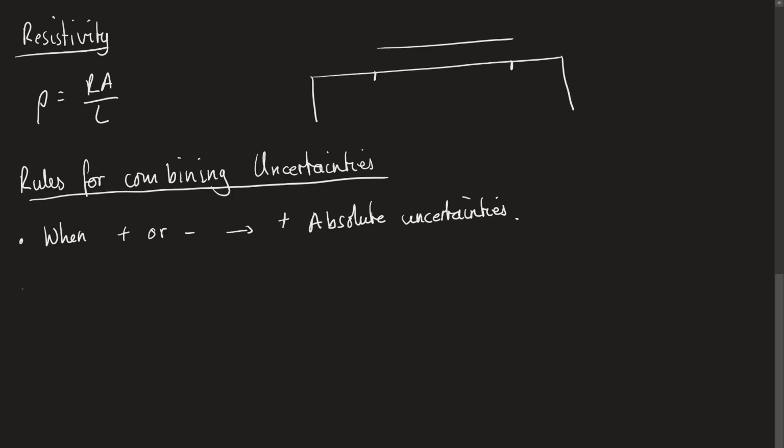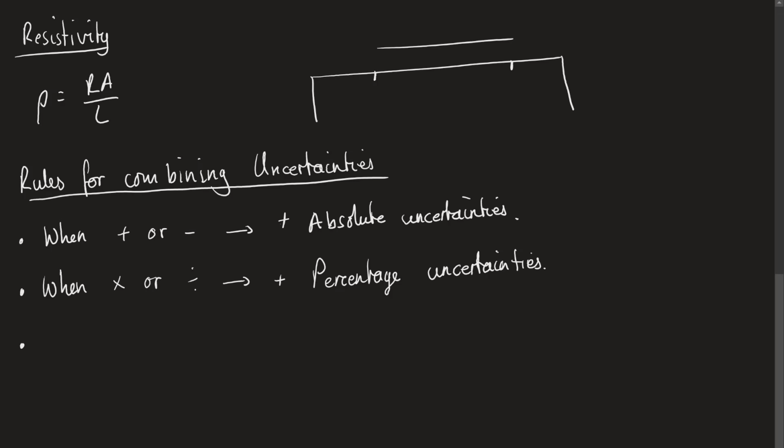Okay, so when we multiply or divide two things, like in the case of resistivity, we add together all of the percentage uncertainties. Okay, so we would have to work out the percentage uncertainties for each of these things: percentage uncertainty for the resistance, then the area, then the length, and then we just add those three percentage uncertainties together, and that would give you the total uncertainty on that resistivity.